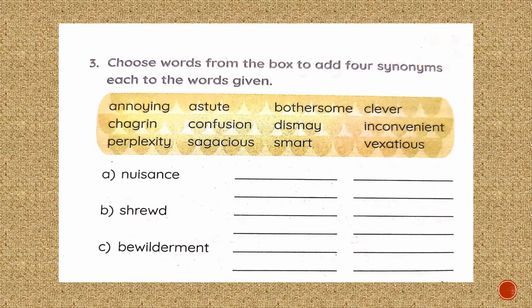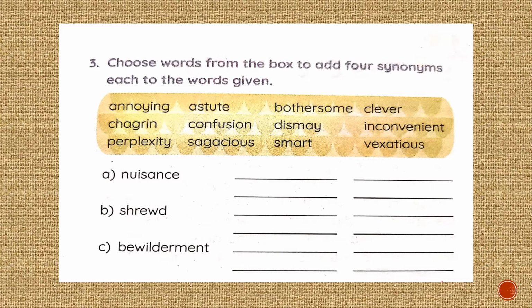Coming to the next question, choose words from the box to add 4 synonyms each to the words given. This is a wonderful exercise, children. This is going to enhance your vocabulary. There are 3 words given here: nuisance, shrewd, and bewilderment. Nuisance means somebody who is a bothering person, somebody who is not very gay or happy company. Shrewd is somebody who is very cunning, and bewilderment means some kind of surprise or confusion.